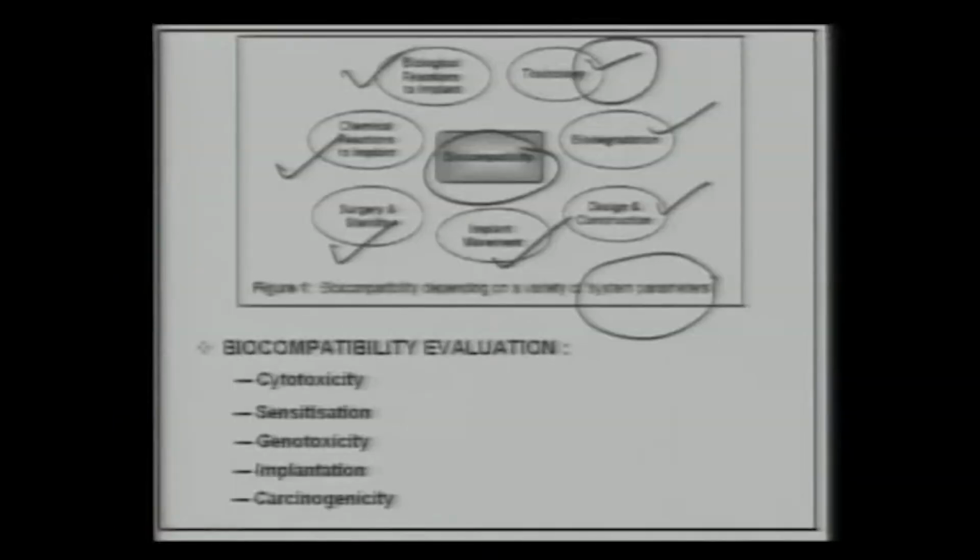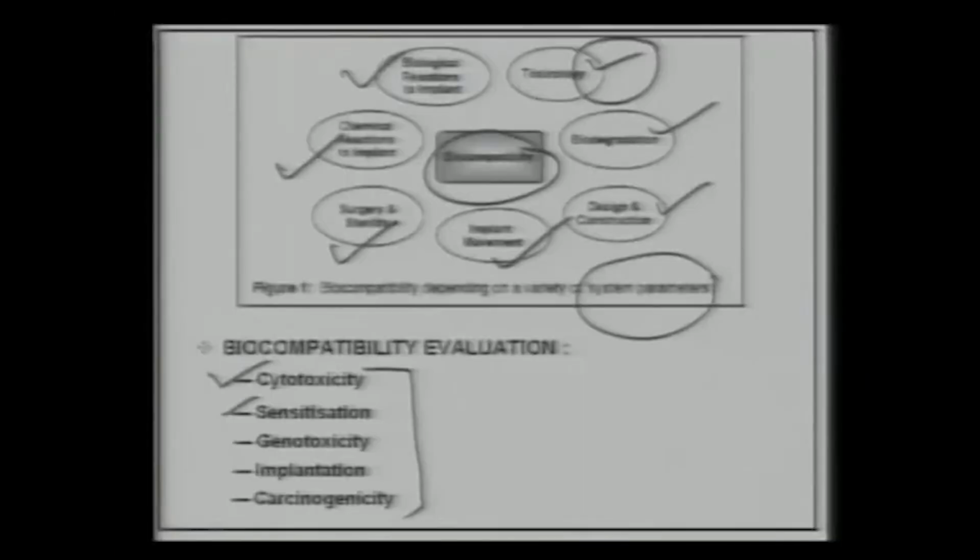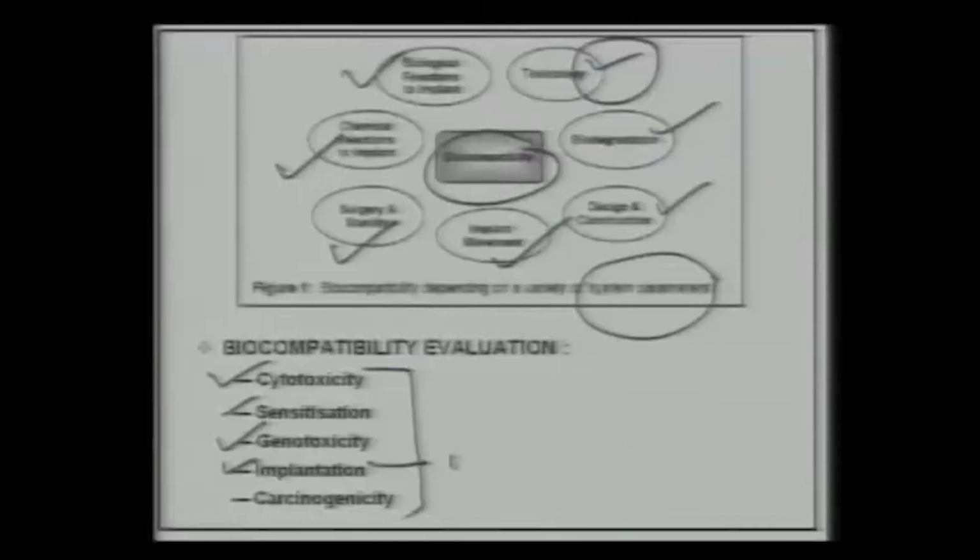So, therefore, biocompatibility evaluation essentially will address or focus on some of the important properties that I have listed here. Cytotoxicity: cyto means cell, and cytotoxicity means cell level toxicity. Sensitization, genotoxicity I have already mentioned. Implantation means when you are putting the material as an implant in the animal body, so that is the kind of in vivo experiment. Carcinogenicity: whether the material can potentially cause cancer in in vivo conditions.